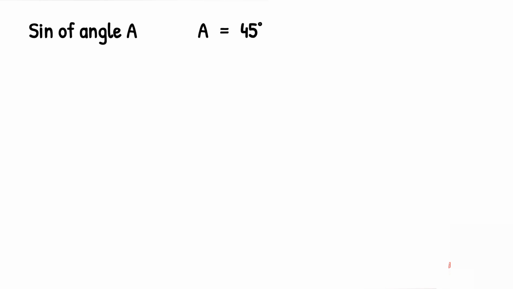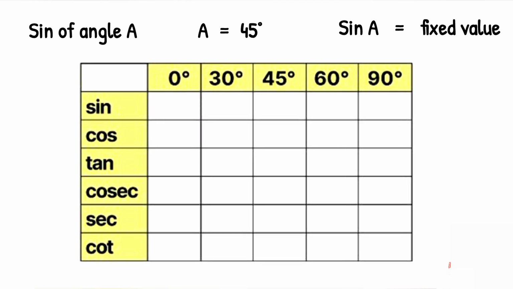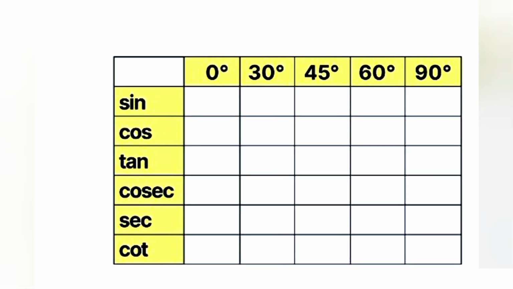If A is 45 degrees, then sine A must have a fixed value. Here are some standard angles mentioned in the trigonometry table. These angles are 0 degrees, 30 degrees, 45 degrees, 60 degrees, and 90 degrees. See the table. You just need to remember the values for sine. The others you can make using a trick.